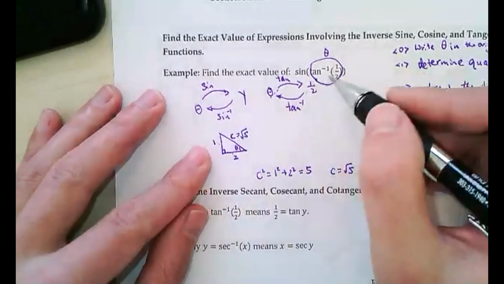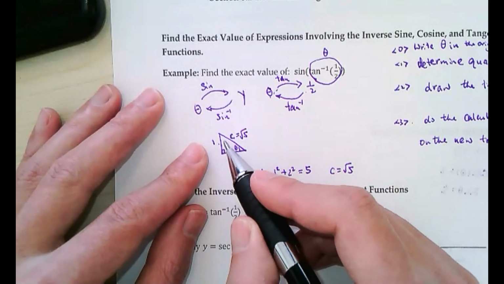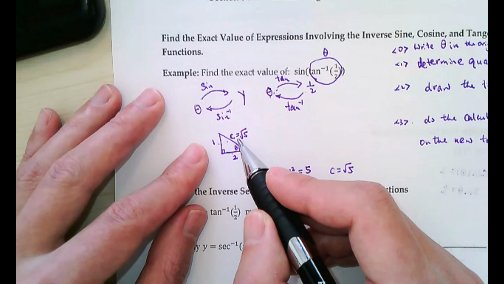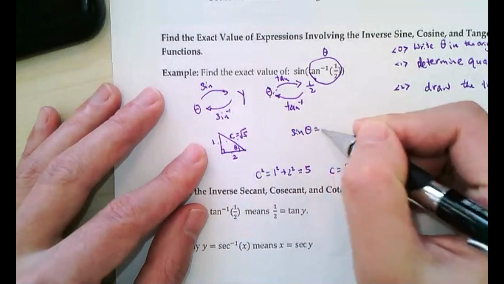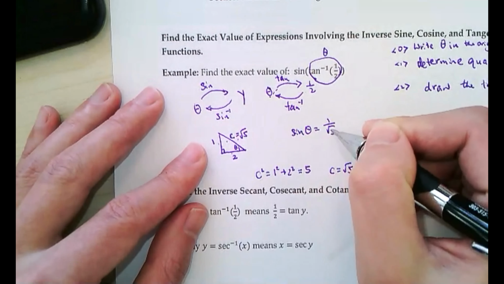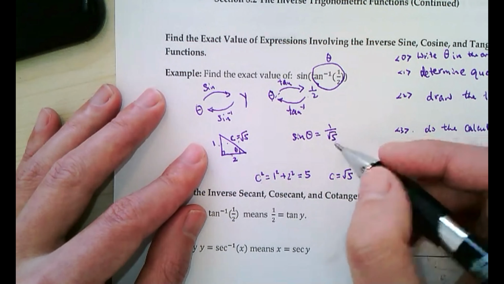Then let's look at sine theta. Theta is here. So what is sine theta? It's just the opposite side divided by the hypotenuse, right? Sine theta is 1 over the square root of 5. That's it. That's our final answer.